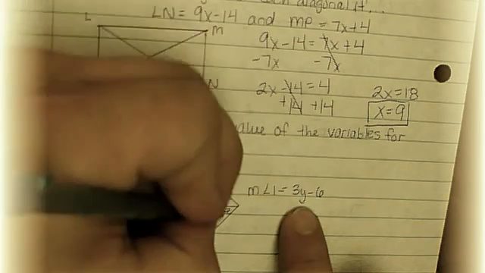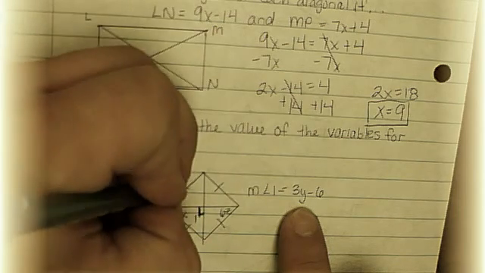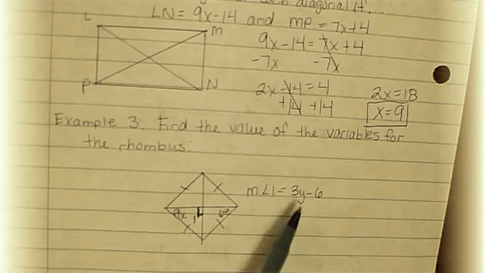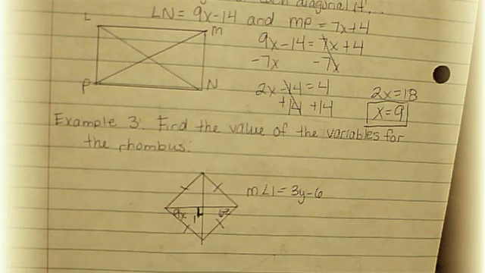So again, this is a rhombus. All sides here are congruent. So find out the value of all the variables of y, of z, and of x. So again, this has been covering special parallelograms, which include rhombuses and rectangles.